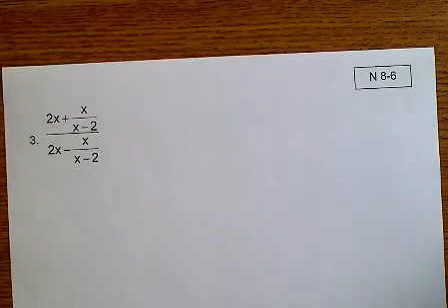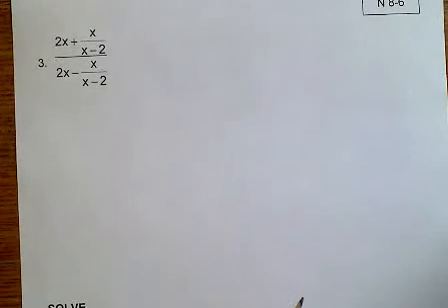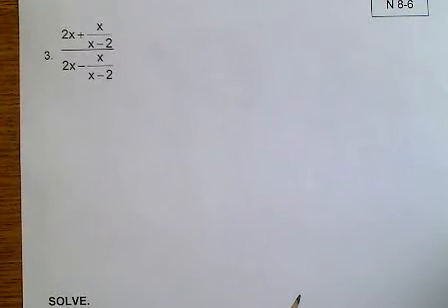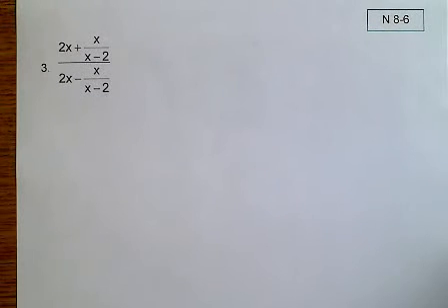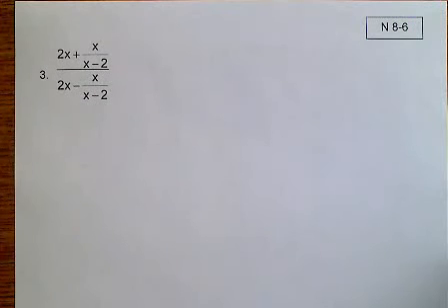Let's go ahead and take a look at number 3. Well, number 3 looks fairly complicated. We've got fractions within fractions. And that's confusing, so let's see if we can come up with a way to get rid of these fractions.